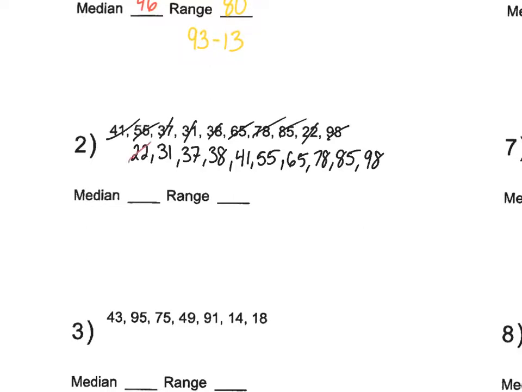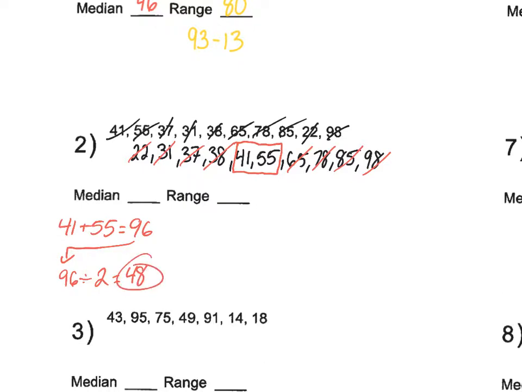Find the median off the front, back, front, back, front, back, front, back. Now what you see is we have two numbers here. When you get two numbers, you have to add them up. It's going to give us 96. Then you'll do 96 divided by 2. That's going to give you 48. That becomes your median. So you take the two numbers, add them together, and divide that answer by 2.